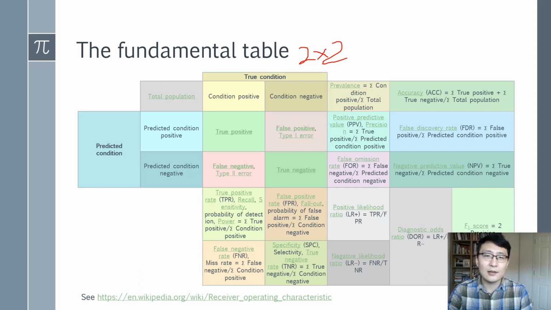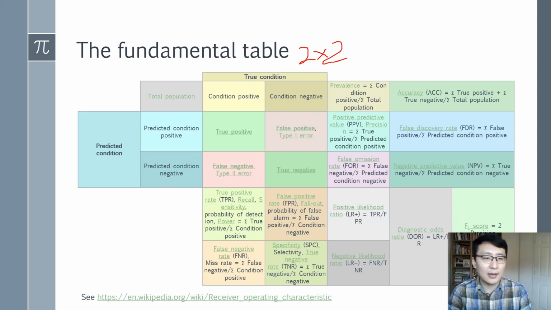If you are truly positive, and the test result also says you are positive, then this is called a true positive. Otherwise, this is a true negative. So this cell is the true negative. As you can see, this table is a bit complicated, right? There are so many things.